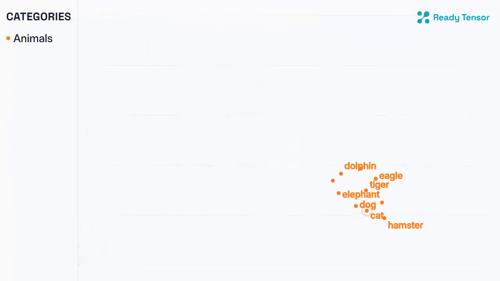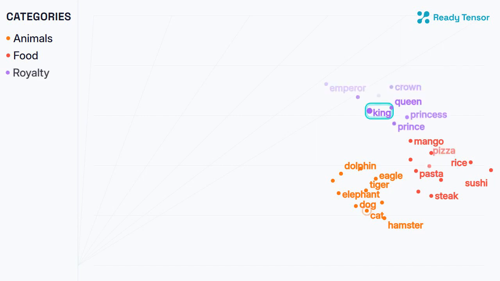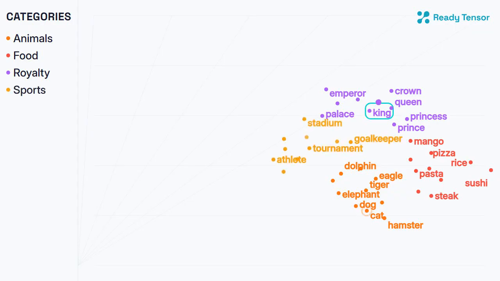Here's our canvas, and there's cat, our starting point. First, the animals. Dog lands right next to cat, just as you'd expect. Elephant, dolphin, tiger, they all cluster together. Now food, pizza, sushi, pasta, they form their own tight group away from the animals. Royalty lands in its own neighborhood. King, queen, prince, crown, all bundled together. Sports pulls to yet another region. The model knows these are all different domains. Music finds its own corner too.